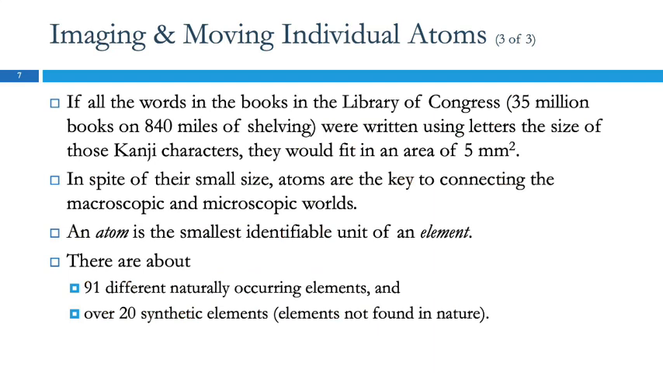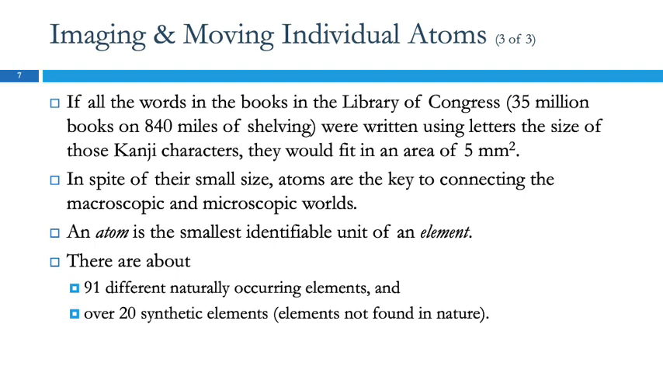So now let's try to understand how small they are. You've probably heard of the Library of Congress. They have 35 million books at the Library of Congress. And if you measure the length of the shelves, 840 miles of books stacked vertically. It's a lot of books, right? So if you took all the words in all of those books and wrote them in letters that were the size of those kanji characters, just a few atoms tall, all those words would fit in an area of 5 square millimeters. That's half a centimeter by half a centimeter. All the words in 35 million books. Atoms are incomprehensibly small.